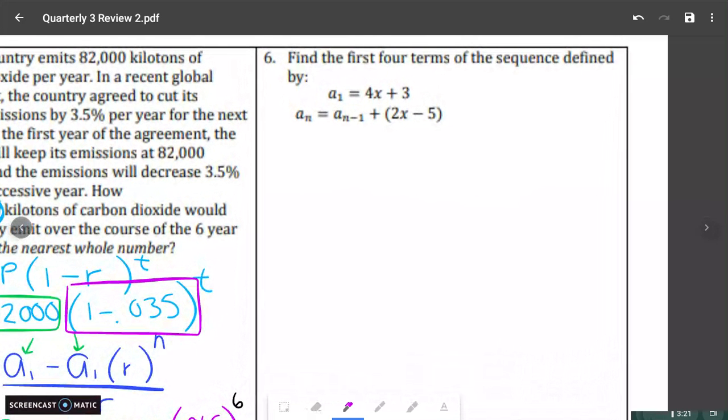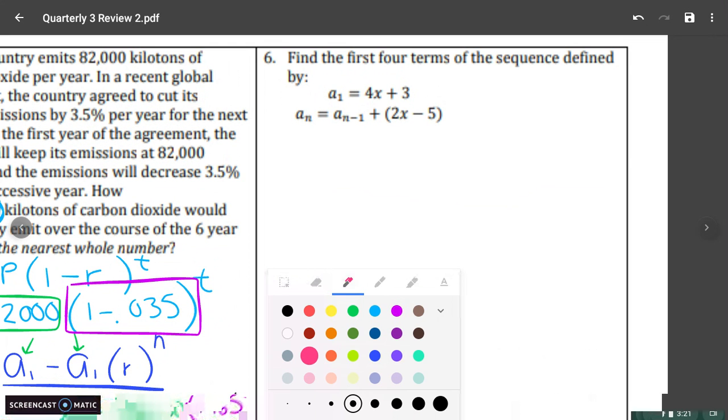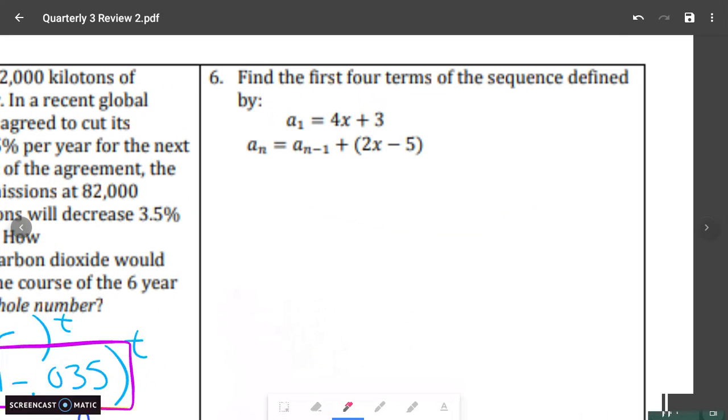Okay, let's look at number 6 here. So we're talking about recursive sequences again. So we want to find the first 4 terms, but we already have A1. A1's done. We have it right there. A2, remember how we get this though. I'm going to change up my colors just for a second.